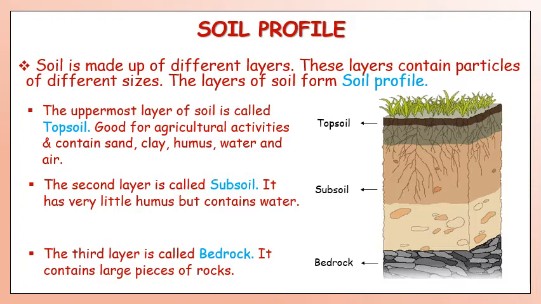Now the second layer is called subsoil. This layer has very little humus but contains water. And roots of trees generally reach this layer. Now the third layer, which has large pieces of rocks, is called bedrock. And it is quite deep inside the earth.